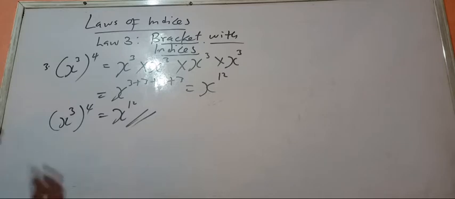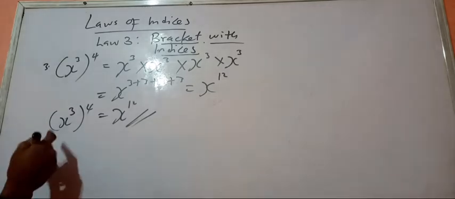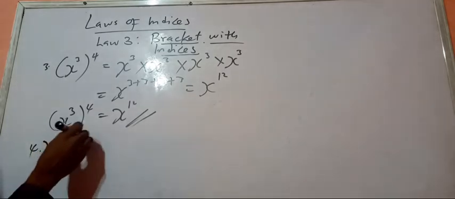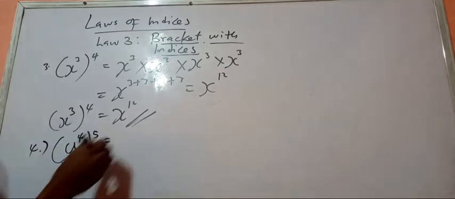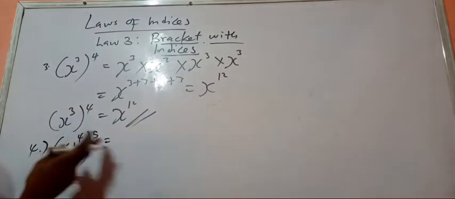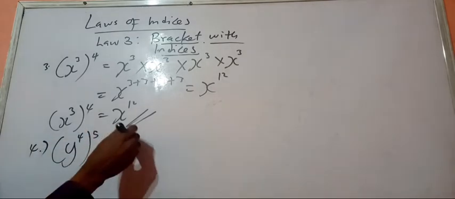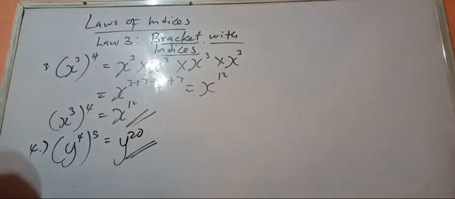One more example on a single base: we have y to the power 4, in brackets, multiplied by 5. This one we will not expand again, since we now understand how to expand. So 4 times 5, y to the power 20. Just go straight to the answer, y to the power 20.